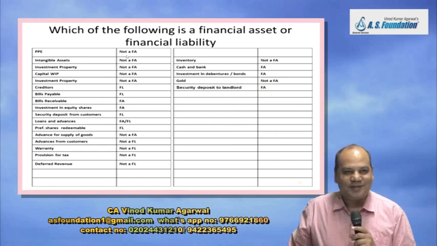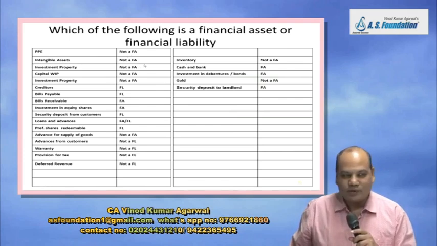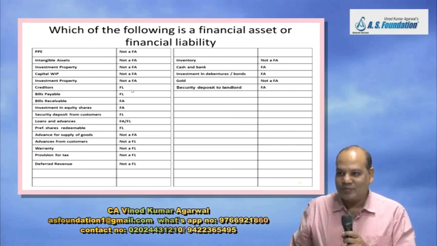Property, plant, equipment: neither financial asset nor financial liability. Intangible asset, not a financial asset. Investment property, not a financial asset. Capital work in progress, not a financial asset. Investment property, not a financial asset. Creditor, financial liability. Bills payable, financial liability.